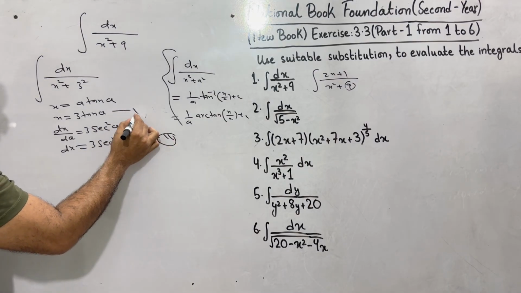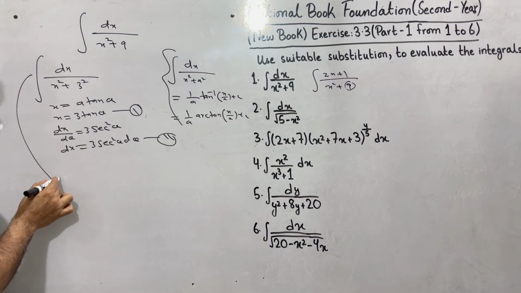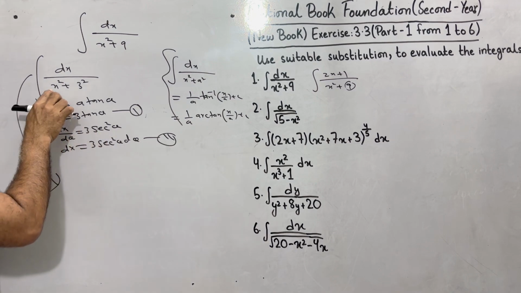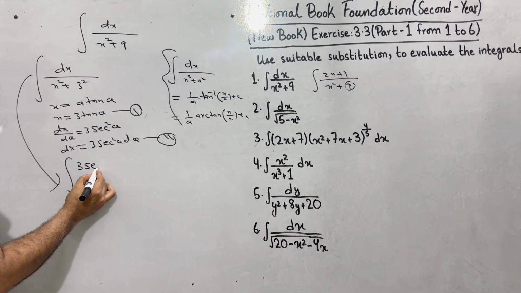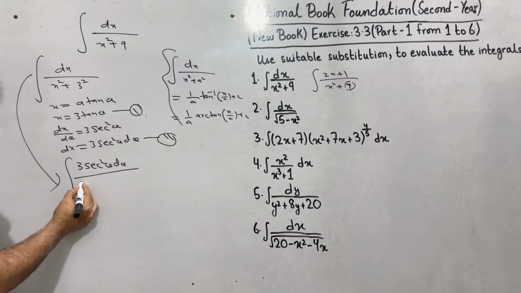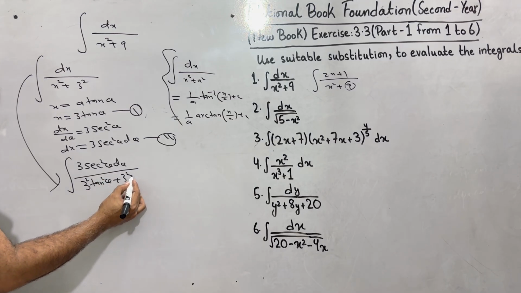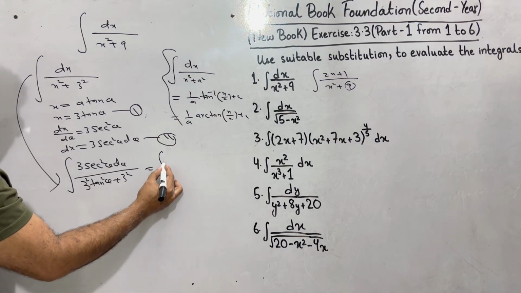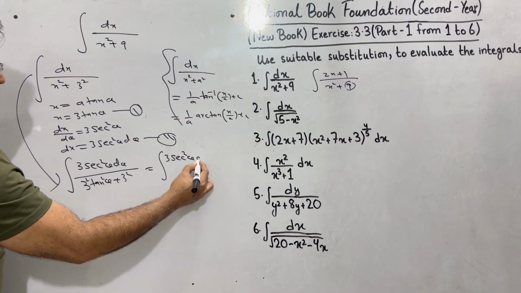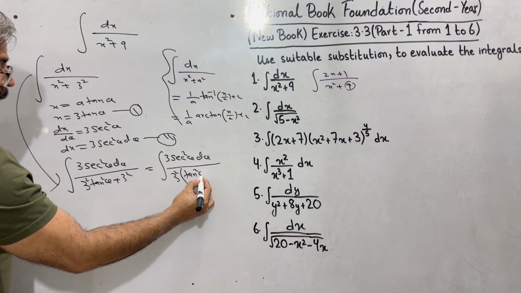Utilize both these values here. Instead of dx, write 3 sec square theta d theta. Instead of x square, 3 tan theta squared. So we have 3 sec square theta d theta over the denominator, where I can write 9 as 3 square, giving tan square theta plus 3 square. Taking 3 square common from the denominator, I am left with tan square theta plus 1.